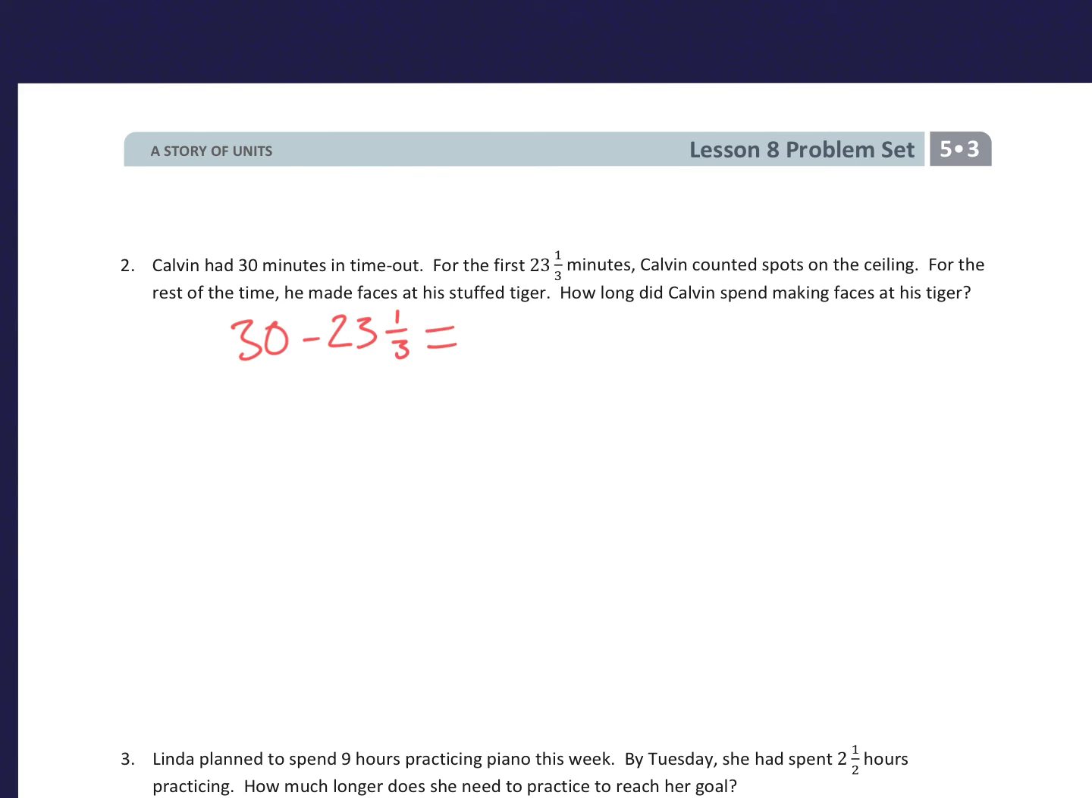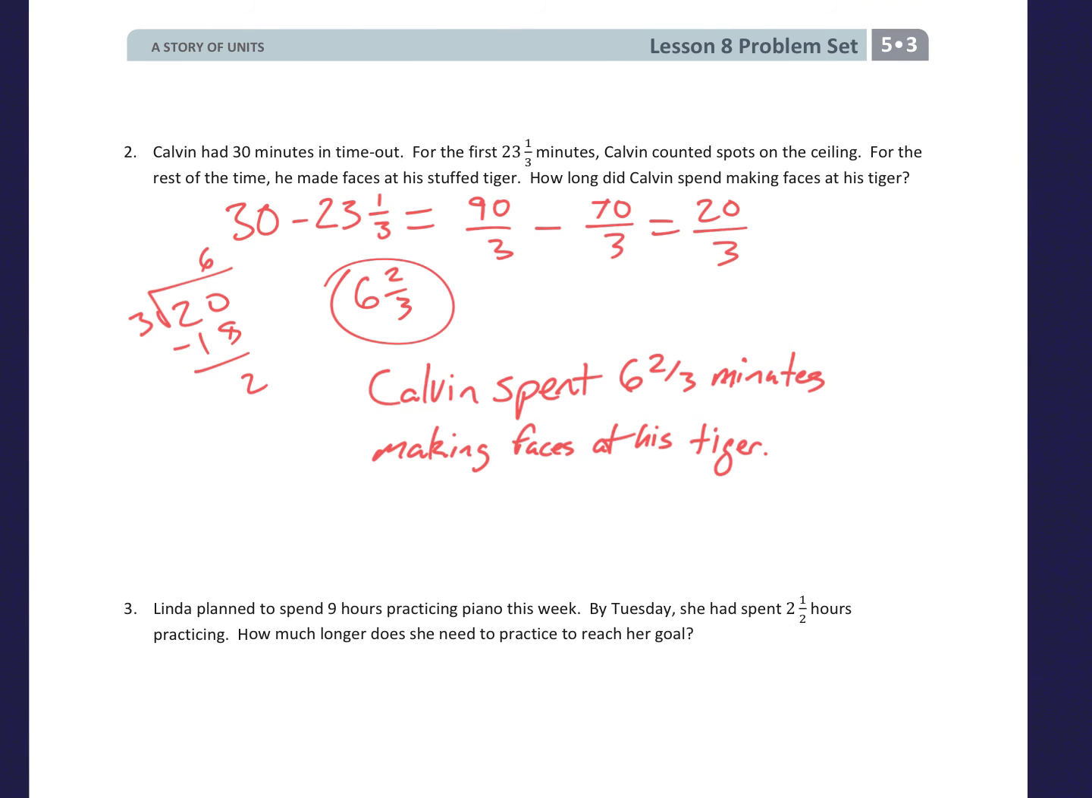So it should start off looking something like this, right? 30 minus 23 1/3. So go ahead and solve this, and remember there's words in the problem, so there should be words in your solution. Go ahead and try to do this by yourself. So your answer should say Calvin spent 6 2/3 minutes making faces at his tiger. Kiss your brain if you got it right. If you didn't get it right, check your work. See what's different. See what I did and find the spot where you went wrong. And if you don't get it, come and talk to Mr. Cooper.